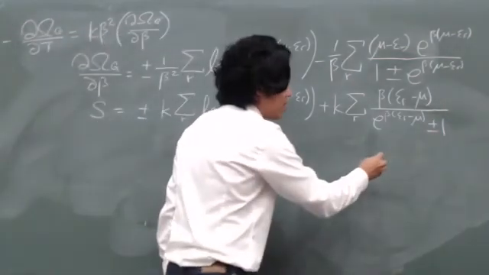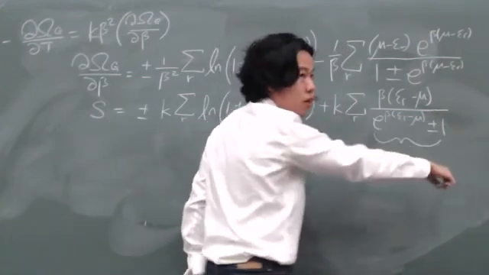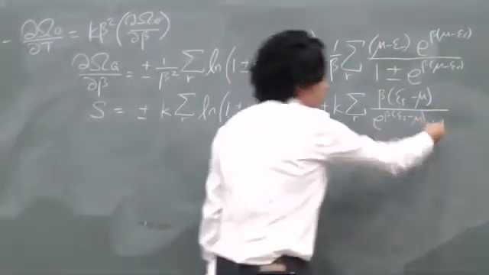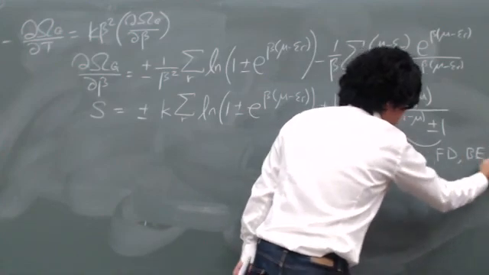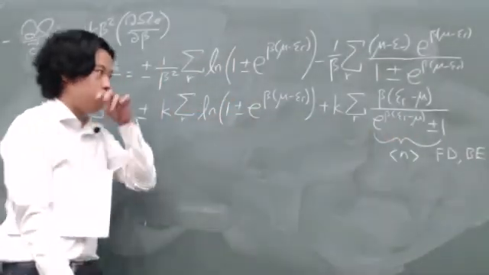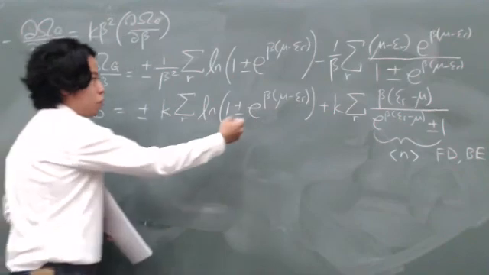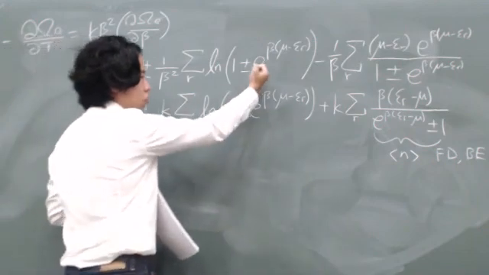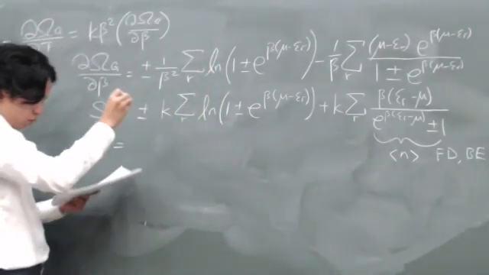So what you should recognize now is this piece here, the 1 over e to the beta epsilon r minus mu plus or minus 1. This is the distribution function, the average occupation number. So plus will mean Fermi-Dirac and minus will be Bose-Einstein, so FD or BE. You basically worked the occupation function into the entropy formula. And you can do the same trick over here, where you take the minus sign to invert the log to get a 1 over this, and then get it into a similar form. I'll just write it out explicitly.